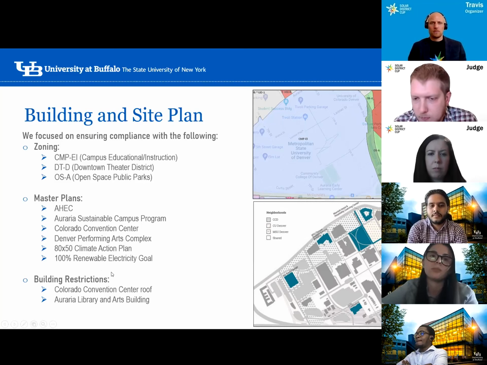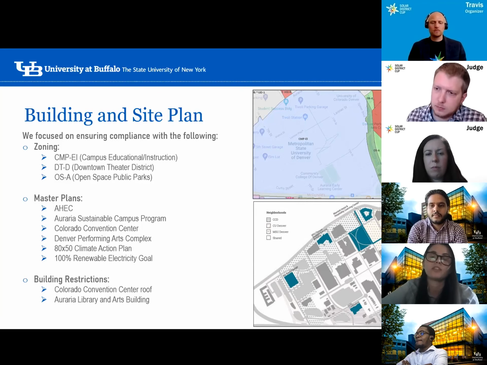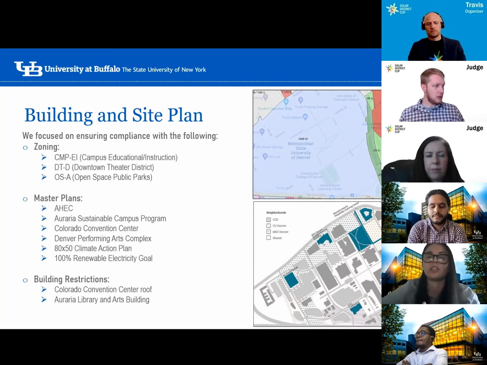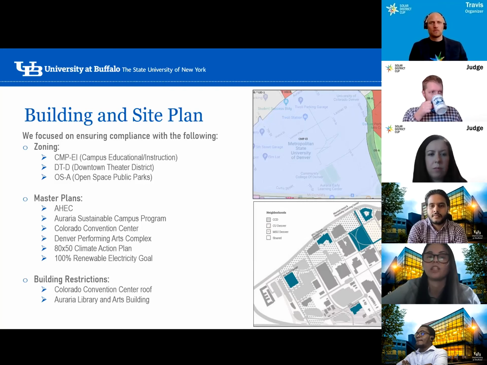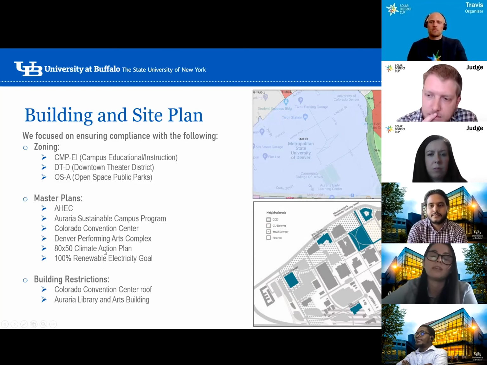And then lastly, for building restrictions, the Colorado Convention Center roof does have a few. First off being that they are currently doing renovations on a certain section of the roof. And then the second one being that the structural drawings of the Colorado Convention Center roof did reveal loading issues along the center line of the roof. Therefore, we did have to place the panels along the perimeter of the roof. And then the Auraria Library and Arts Building were off limits due to pre-existing solar array systems on the roofs.